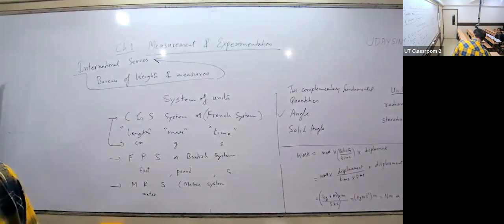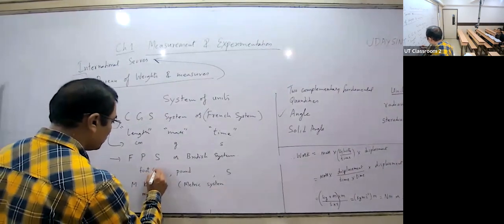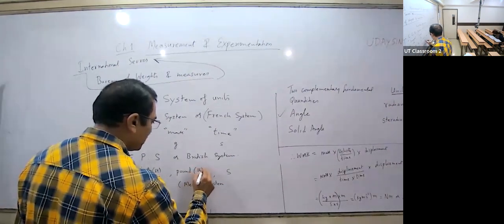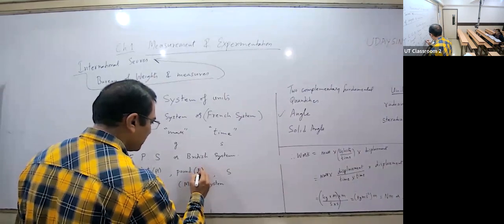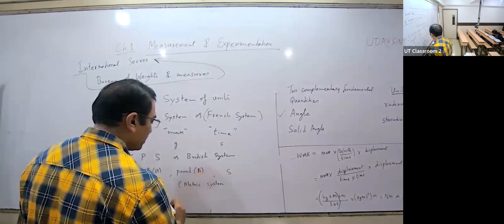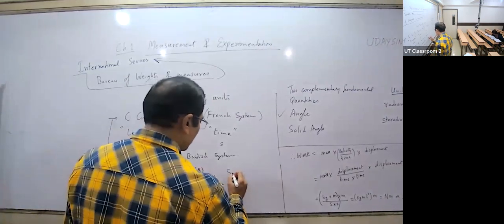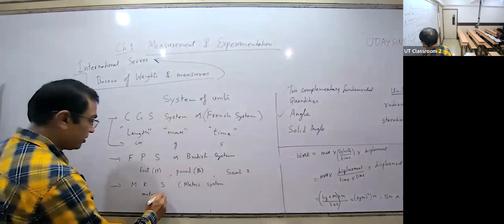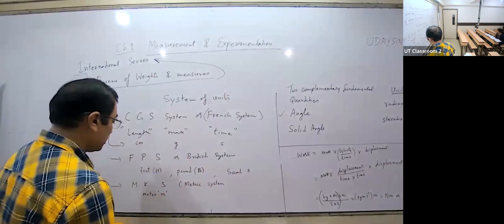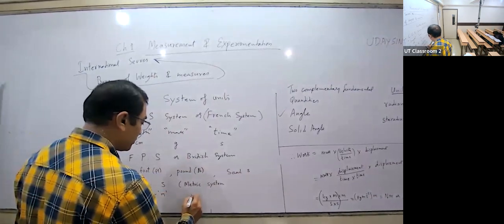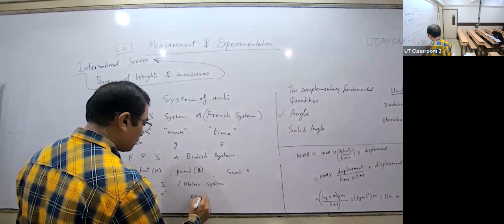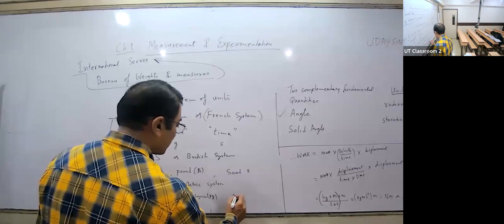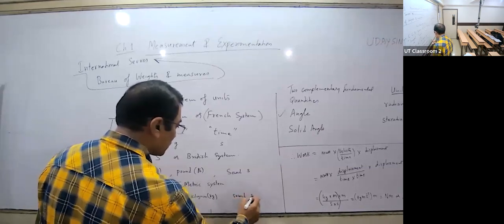So you can take the symbols also. FT is for foot. Pound is small lb, small L and B. S is second. Second is same, S. So this is meter. Then K is for kilogram. This is kg. And second. Okay.